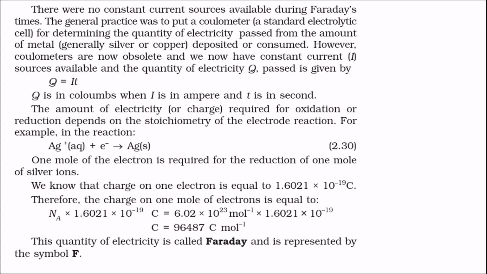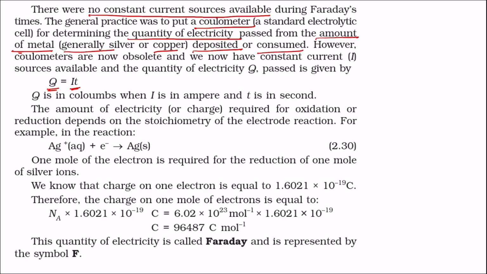During Faraday's times, no constant current sources were available. So the general practice was to put a coulometer, a standard electrolytic cell, for determining the quantity of electricity. The quantity of electricity was determined from the amount of the metal, generally silver or copper, deposited or consumed. However, coulometers are now obsolete and constant current sources are available, and the quantity of electricity is given by the equation Q = IT. Q is in coulomb, I is in ampere, T is in seconds.